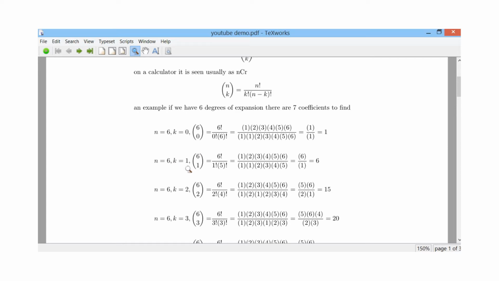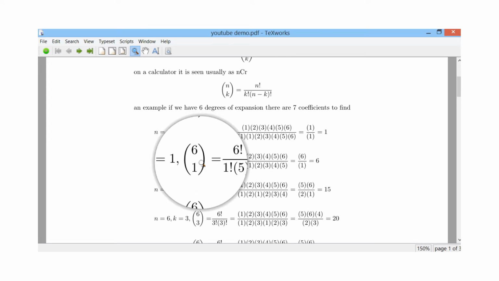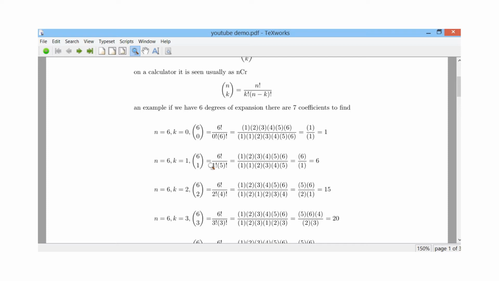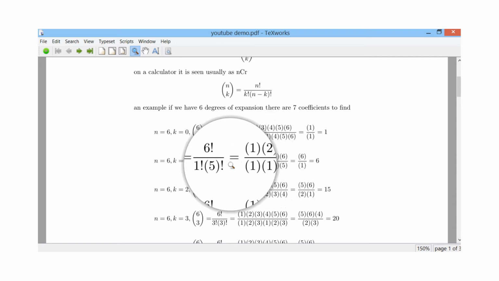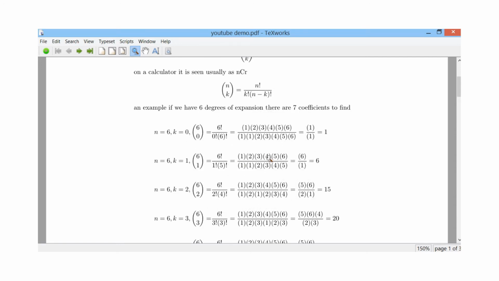Then on to the second one: n is 6, k equals 1. So that's 6 factorial over 1 factorial times 5 factorial. As you see here, k is 1, that's the one we're working out, and 6 minus 1 is 5. So we've got 6 factorial on the top, 1 times 2 times 3 times 4 times 5 times 6, and then 1 for 1 factorial, and 5 factorial, which is 1 times 2 times 3 times 4 times 5. This time the 1, 2, 3, 4 and 5 will cancel out, which leaves the 6 and the 1. So we've got 6 divided by 1, which gives us 6.